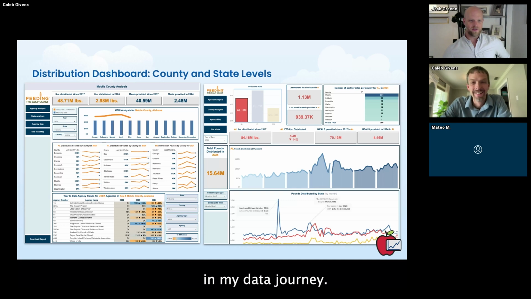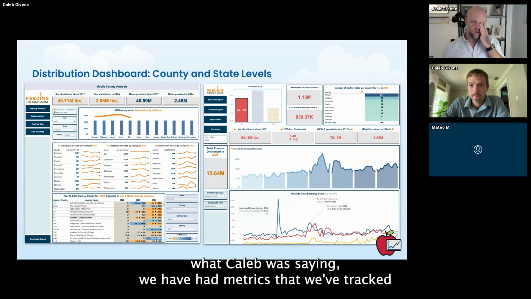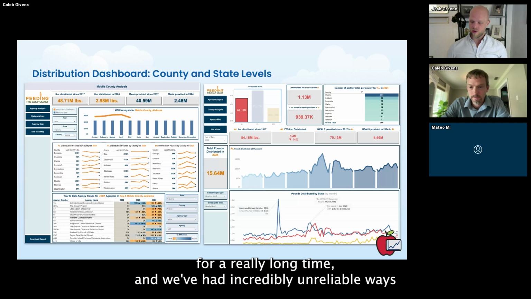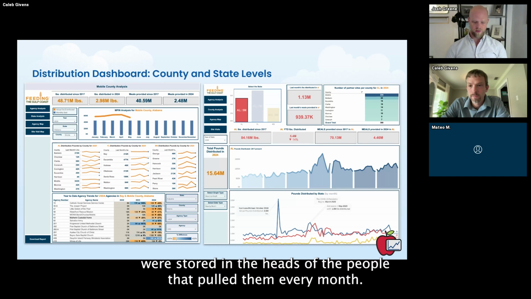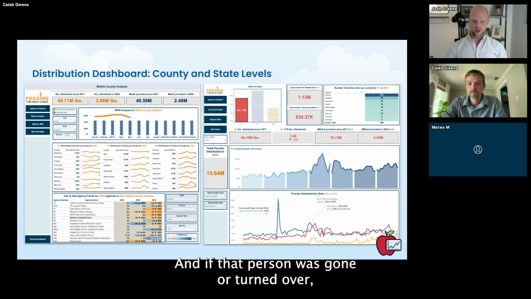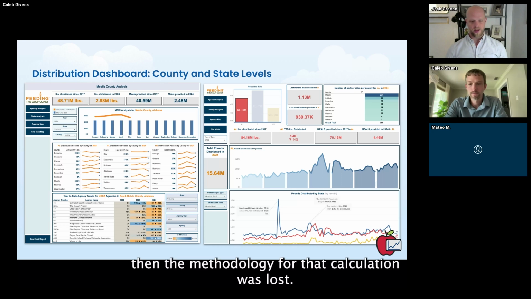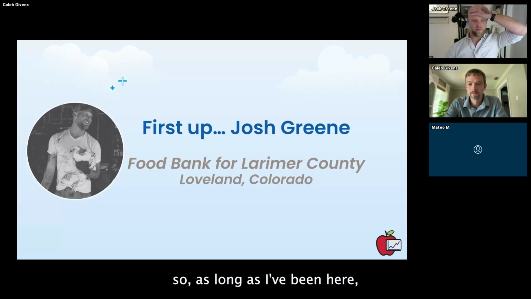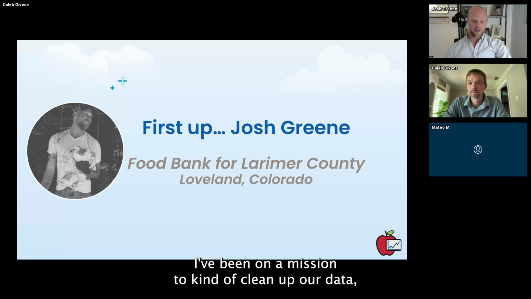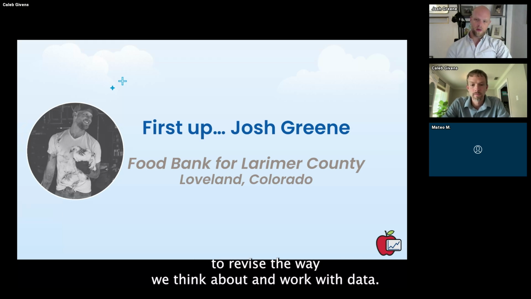Similar to what Caleb was saying, we have had metrics that we've tracked for a really long time, and we've had incredibly unreliable ways to calculate those. Oftentimes those calculations were stored in the heads of the people that pulled them every month, and if that person was gone or turned over, then the methodology for that calculation was lost. In some cases that was really problematic for us. So as long as I've been here, I've been on a mission to clean up our data, to revise the way we think about and work with data.